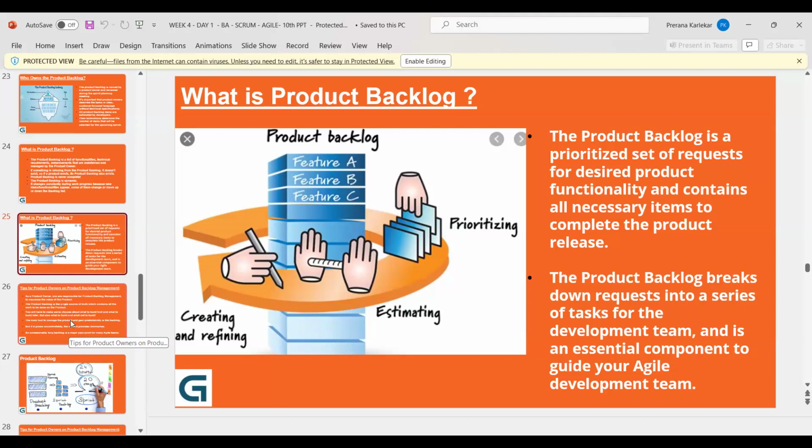Now, in the product backlog, everything is almost a prioritized item, of course, in order. And a few items are always picked in the sprint planning meeting. Not all the items can be picked up. Based on the set and planned time frame, we decide what to deliver and we deliver that. So we can move to the next slide, Prerna.